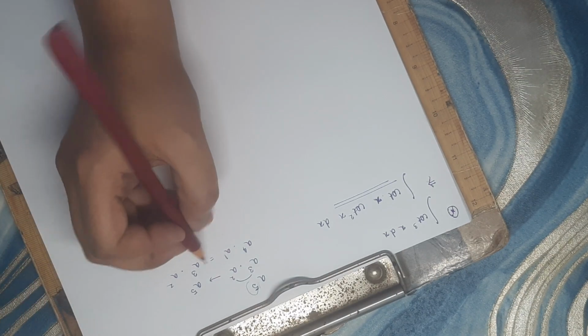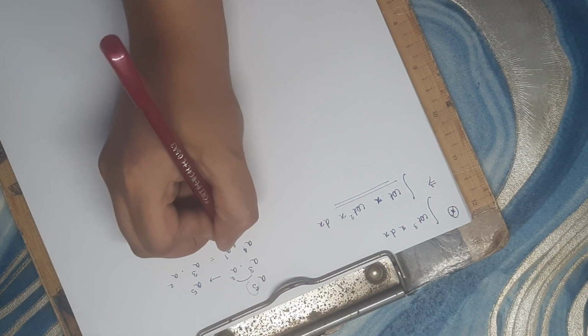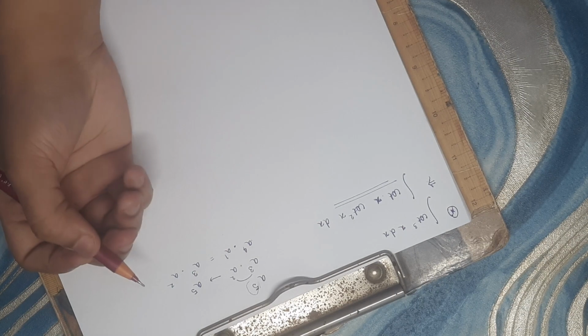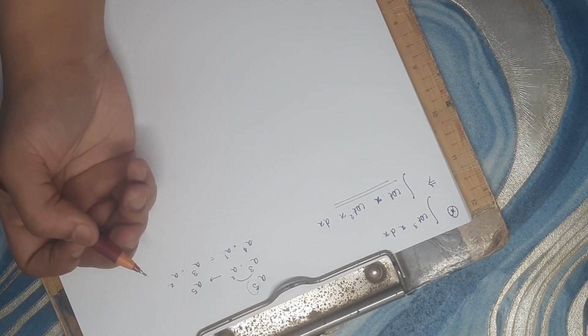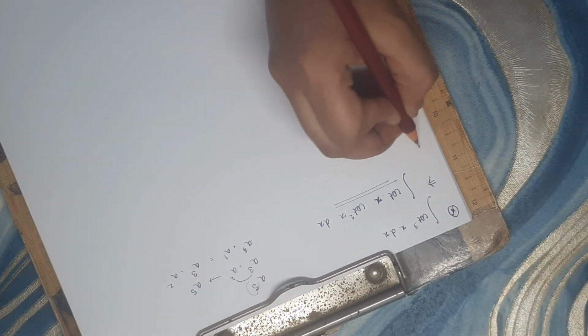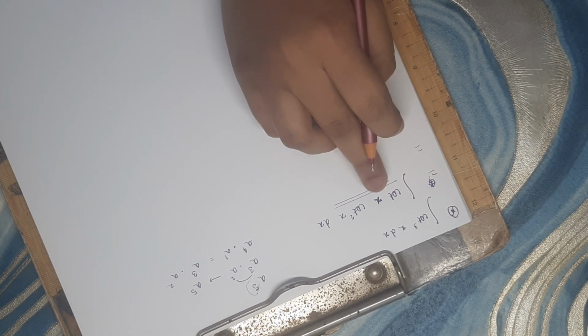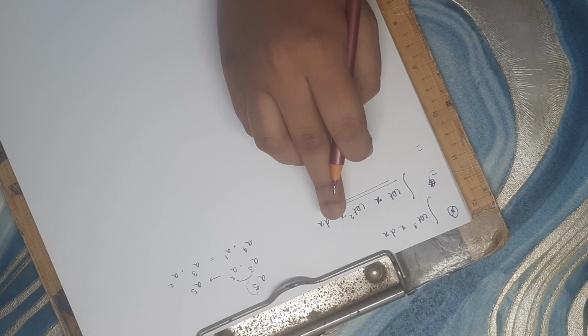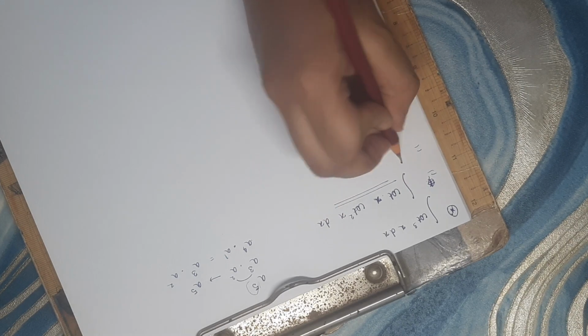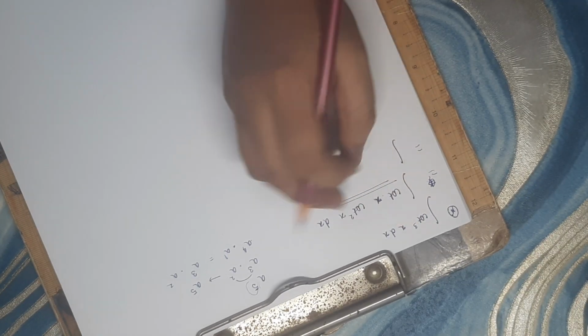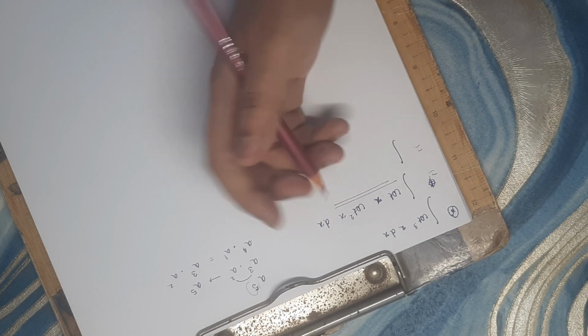Because whenever there is a multiplication sign and the base is the same, the power simply gets added up. Now coming back to the problem, what we have here is integration of cot x into cot square x dx. Similarly, I can break this cot cube x into cot x and cot square x.